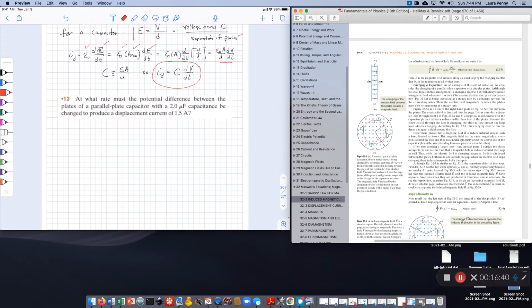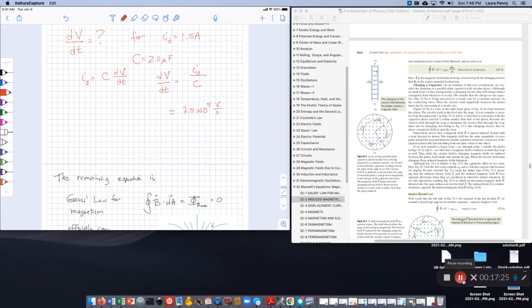So number 13 says, at what rate must the potential difference between the plates of the parallel plate capacitor change? So it's asking us for this, dV/dt. What does that have to be if we want to get a displacement current of 1.5 amps and we've got a capacitor which is 2 microfarads? And so we're going to use this equation, I = C dV/dt, and we're going to solve for dV/dt, which is just the displacement current divided by the capacitance.